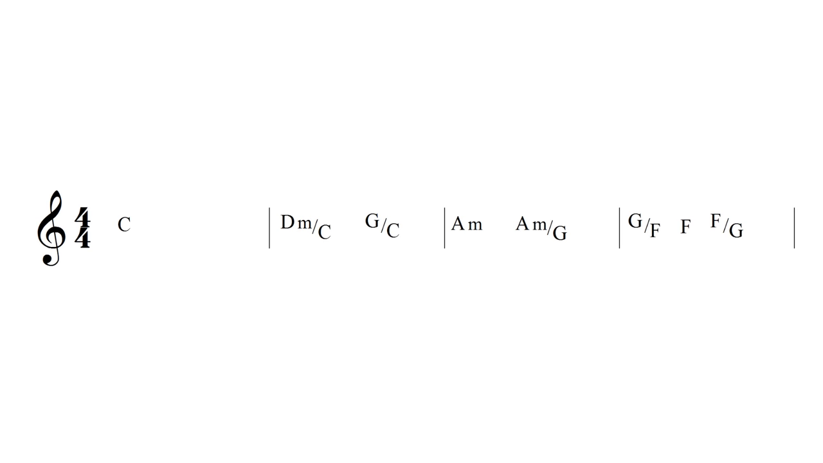2, 3, 4, C. minor over C, G over C, A minor over G, G over F, F over G.